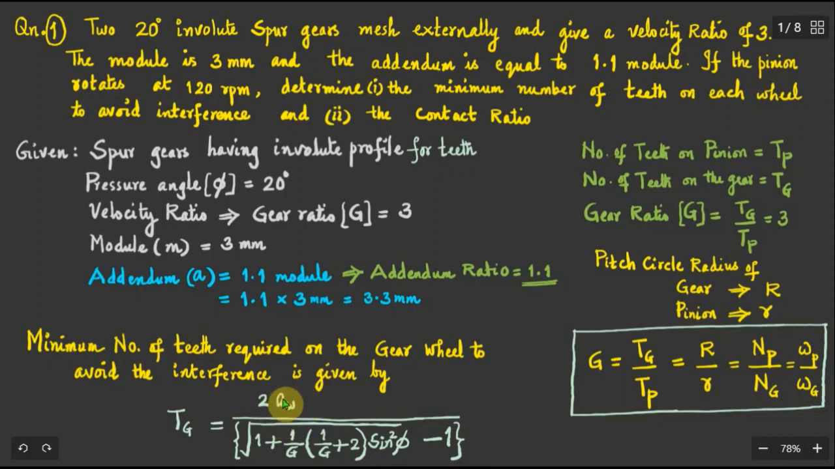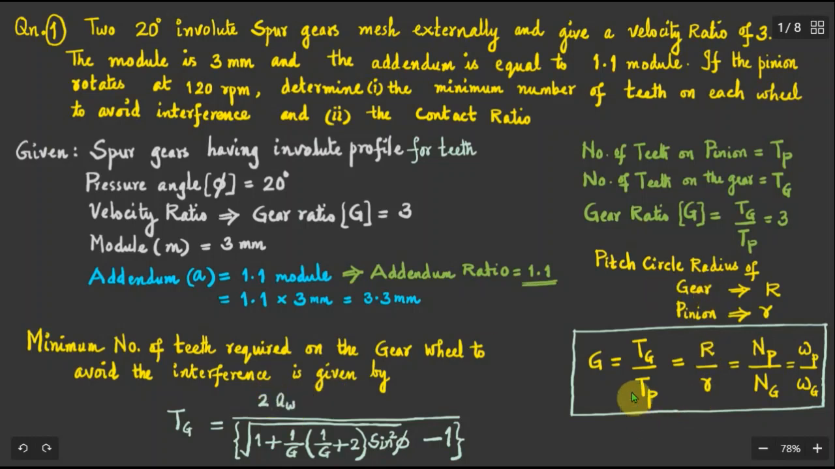It is not the addendum in millimeters. So here, for example, the addendum is given as 1.1 module, so this AW here will be 1.1. It is not equal to 3.3 m, that is the addendum in millimeters. Especially in this expression for TG, this is actually a number and the denominator is already dimensionless, so the numerator also must be unitless or dimensionless.